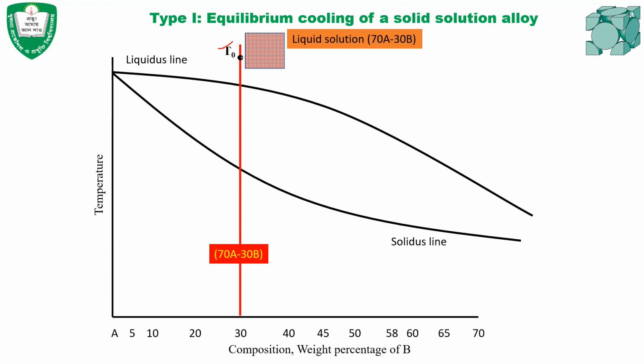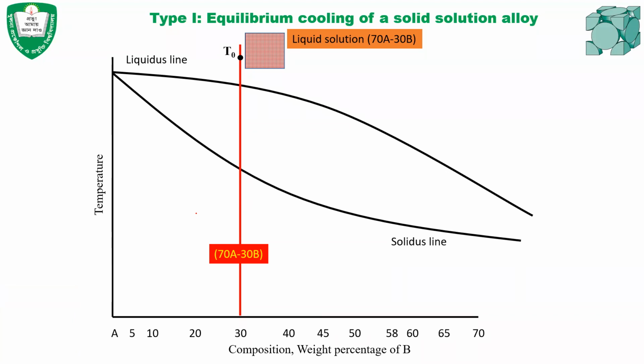Similarly, when the alloy completely solidifies and the temperature drops below the solidus line, at a point like this, the chemical composition of the alloy will be the same, 70A and 30B. But the chemical composition will vary from the liquidus line to the solidus line. Here, the percentage of solid and percentage of liquid will be different, and also in the solid part, the percentage of A and percentage of B will be different.